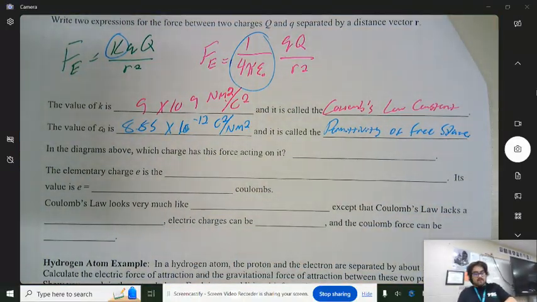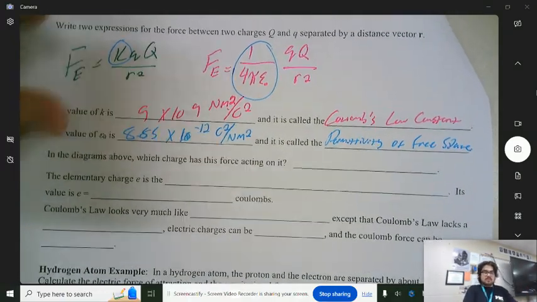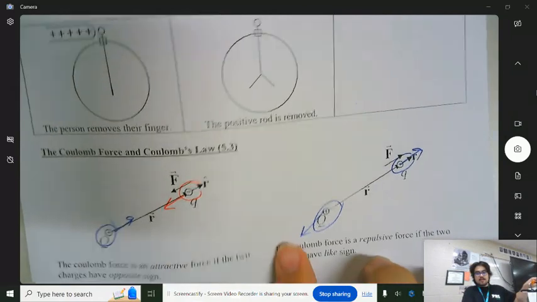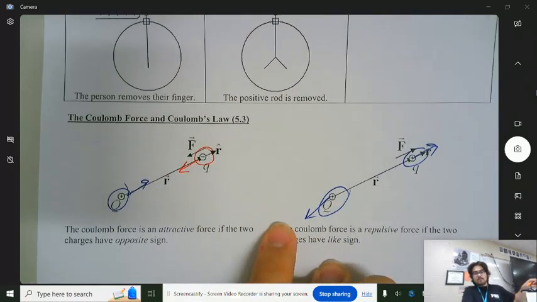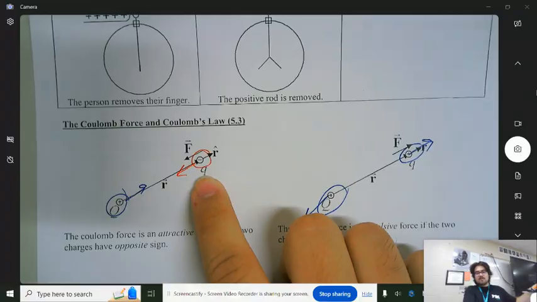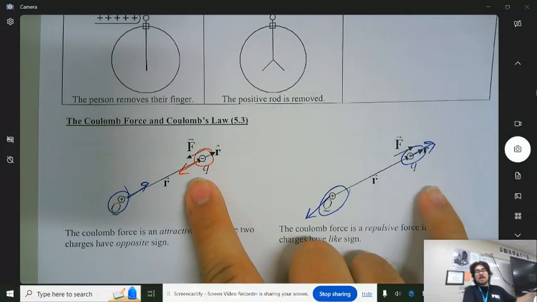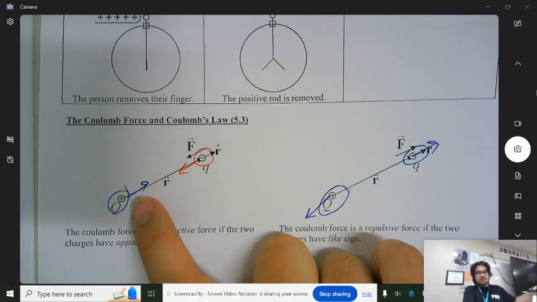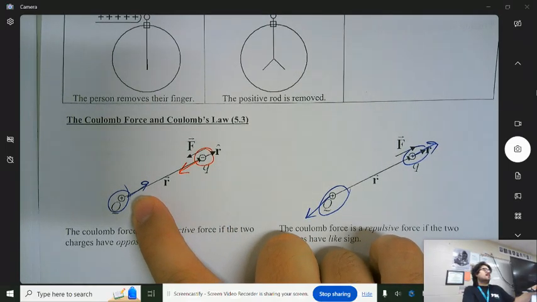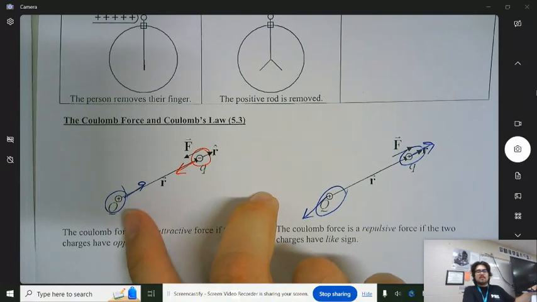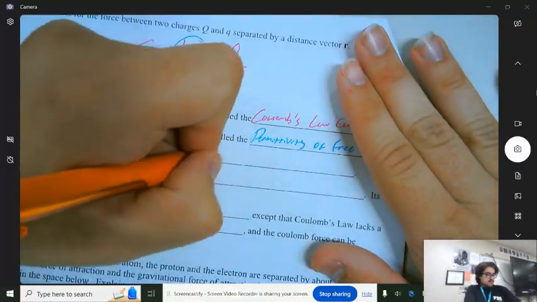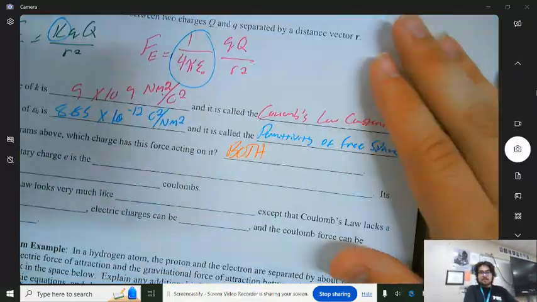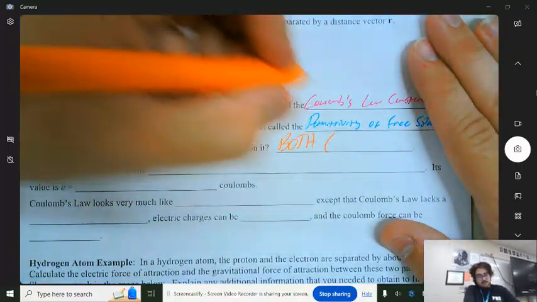Now, it's very important to note that in those diagrams I showed you on the previous page, it shows the force acting on Q, or the force acting on little q, but it's actually acting on both of them. It's not that one charge has a force acting on it and the other has no force. They're both pulled towards each other, which means there's a force on both of them. That is upheld by one of Newton's laws, particularly the third.